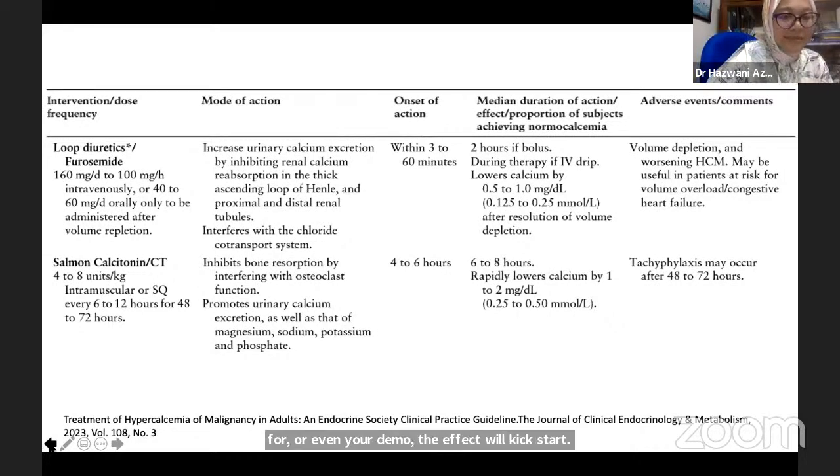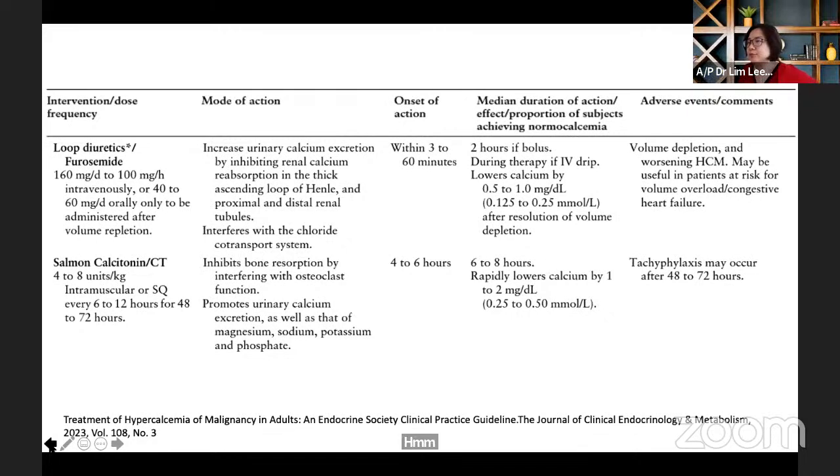Okay. So we have a few more. It would be pretty quick.